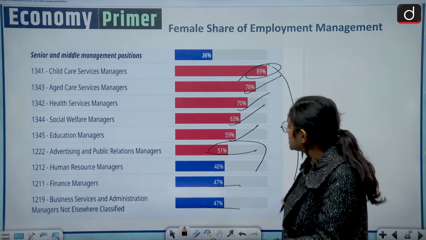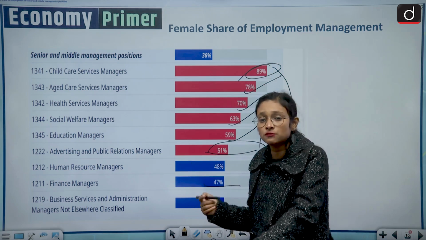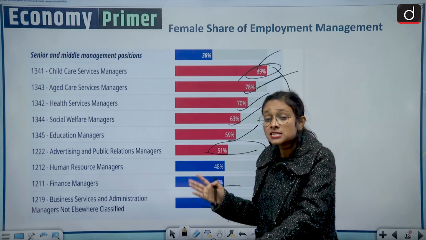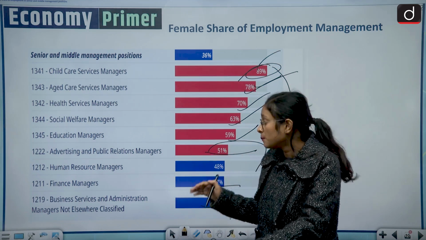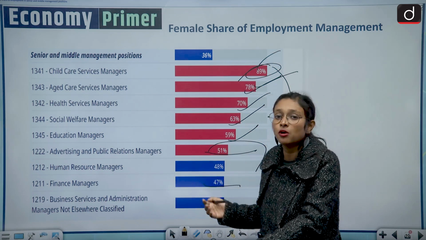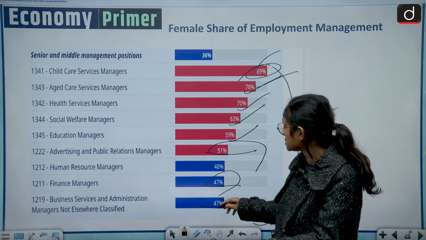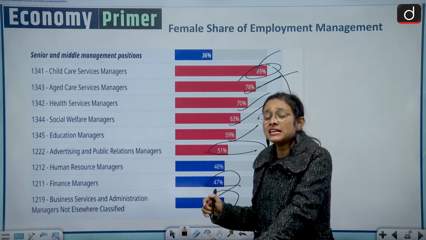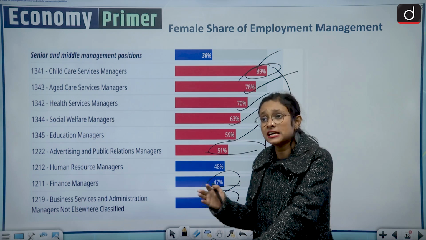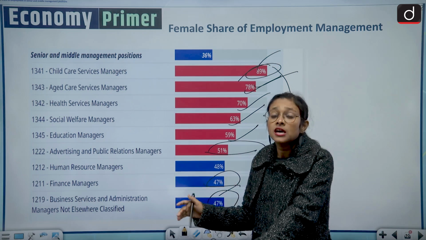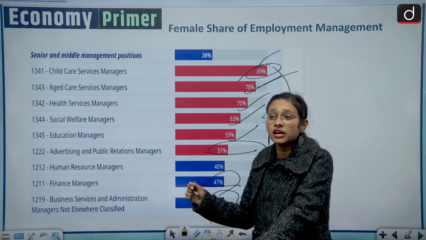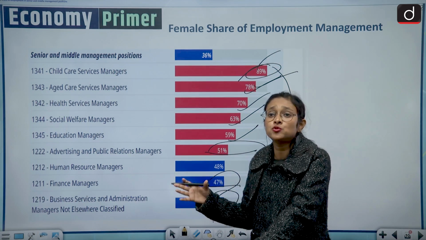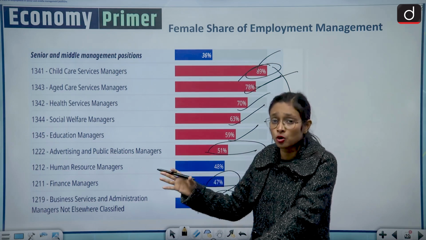What all this data shows is that when it comes to the care industries, women's contribution can be 89%, 78%, and when it's related to health and education, we still have promising figures. But when it comes to finance managers and business services, we have a very worrisome situation. It's just 47%, 47%. Traditionally, it has become a stereotype that the health sector, where most of the nursing professionals work, and the care industry, like caring for the elderly and rearing children, are stereotypical jobs for women, where most women are employed.